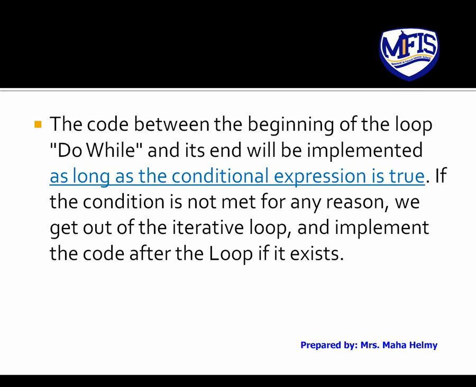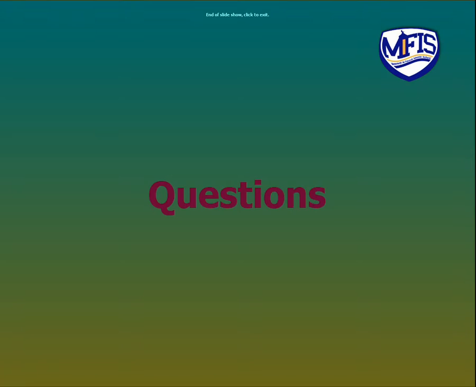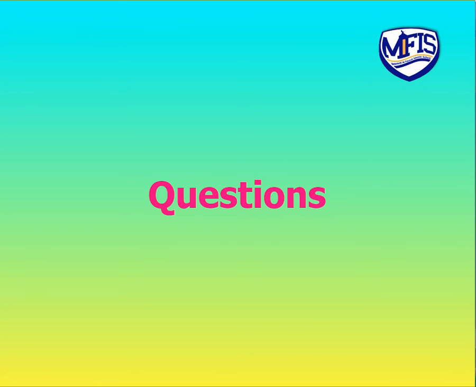The code, as we said, is written between the beginning of the loop, which is the words do while, and its end, and will be implemented as long as the conditional expression is true. If the condition is not met for any reason, we get out of the iterative loop and implement the code after the loop if it exists. This is the explanation of the do while loop statement. Now let's answer the questions together.